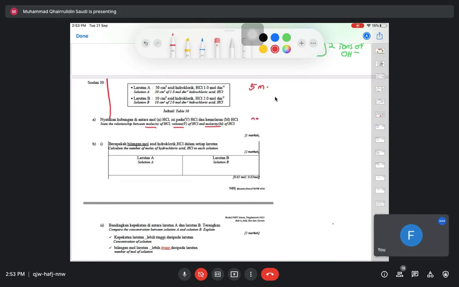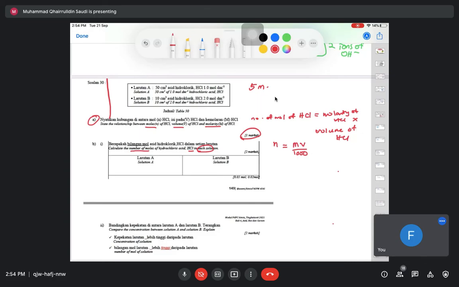Number of mole of HCl is equal to molarity of HCl times volume of HCl. Ataupun awak tulis n equal to MV over 1000. Settle. 1 mark. Soalan macam ni tak biasa sangat ditanya lah. Okay, so don't worry. Next one, calculate the number of mole of HCl in each solution.